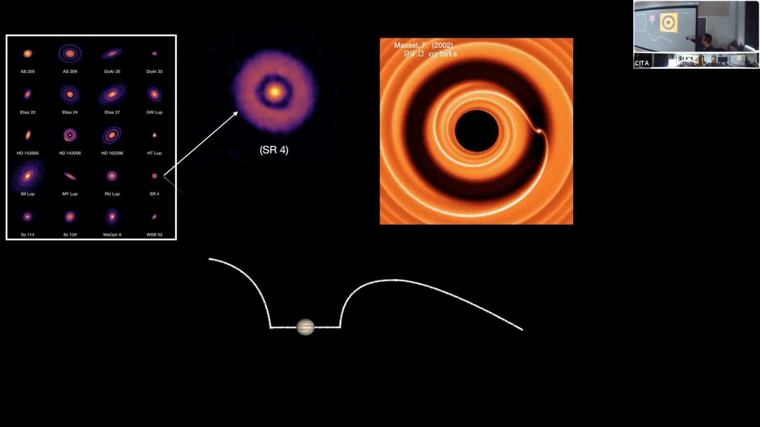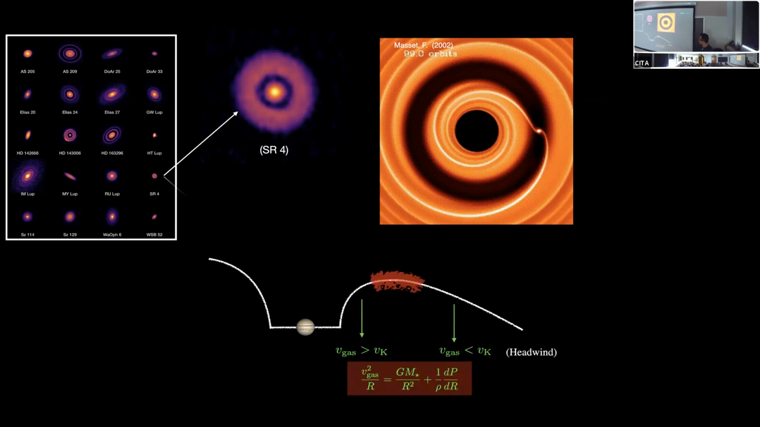Okay, that's all good, but this is the gas, and we care about the dust. So we have a gap profile like this. We have a giant planet.